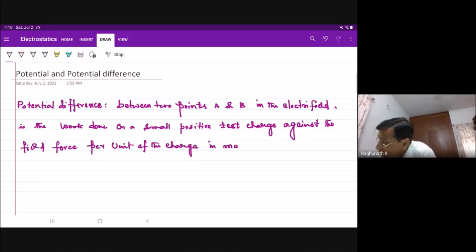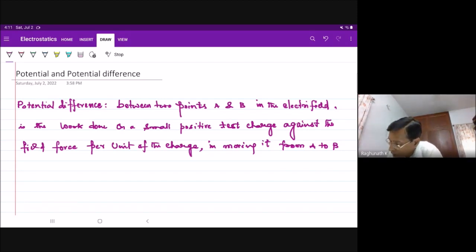In moving it from A to B. Check it once. Is the work done on a small positive test charge against the field force per unit of the charge in moving it from A to B.